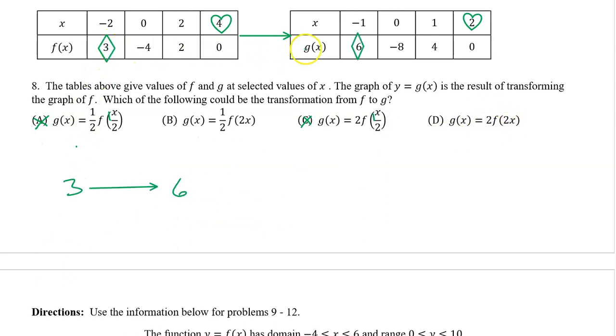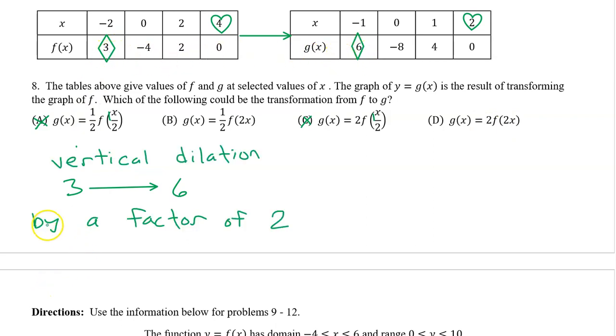Let's move on to corresponding y values, like the way this 3 transforms into a 6. This is a vertical dilation by a factor of 2. 3 times 2 is 6. A vertical dilation by a factor of 2 will show up as a 2 in the front of the function. It's not reciprocal like a horizontal dilation would be. So that's why the answer is D.